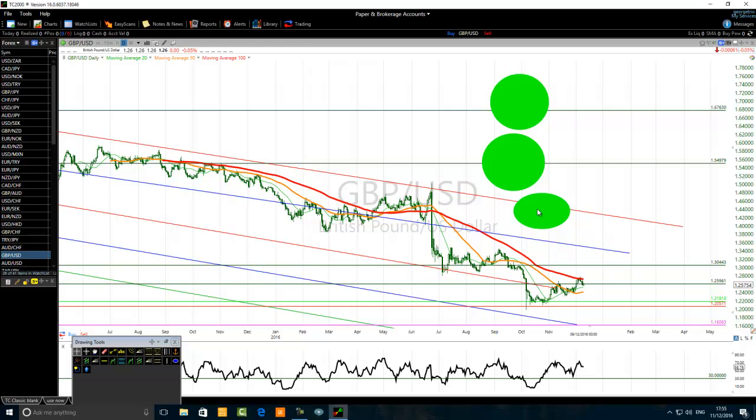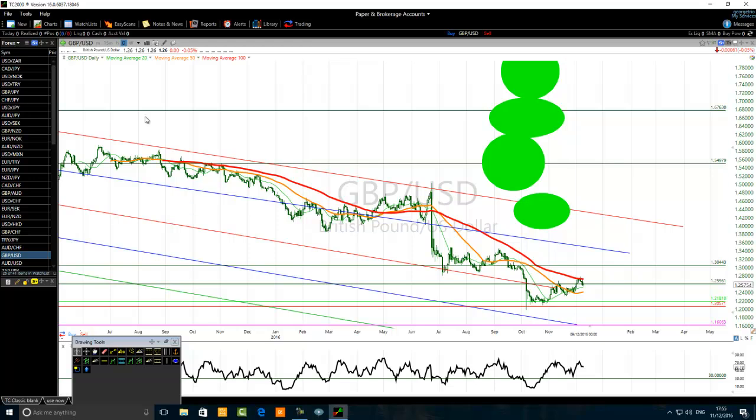We can go a little bit deeper: the setup, the validation of the setup, the signal, and the low risk entry point.